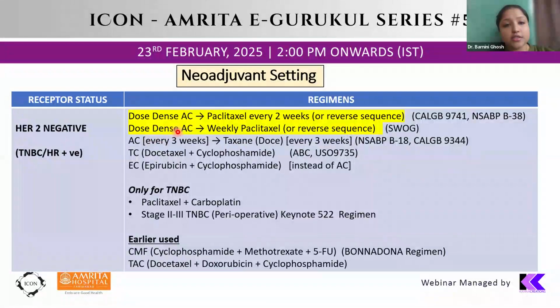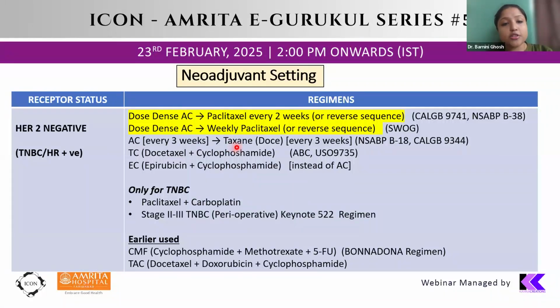We commonly use this dose-dense regimen consisting of doxorubicin and cyclophosphamide for 4 cycles, which is followed by taxanes, that is weekly paclitaxel or 2-weekly paclitaxel. Either of these is used for another 4 cycles. Alternatively, this AC regimen may be used every 3 weeks along with 3 weekly taxanes, which is docetaxel.